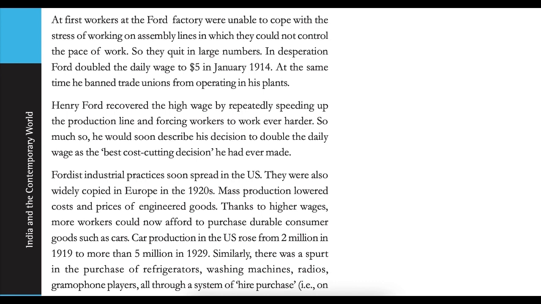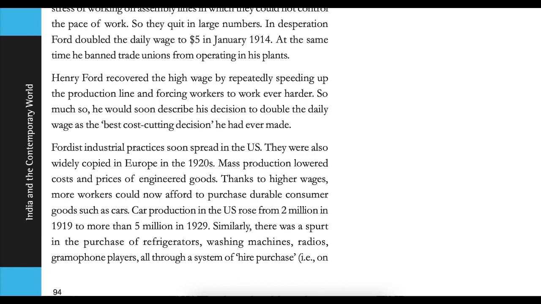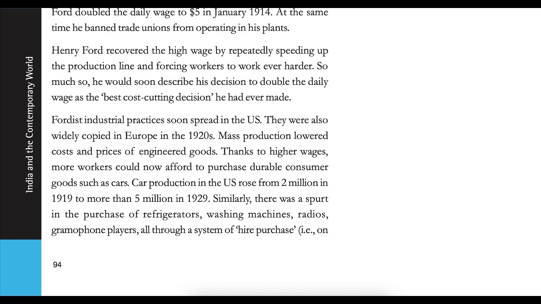At first, workers at the Ford factory were unable to cope with the stress of working on assembly lines in which they could not control the pace of work, so they quit in large numbers. In desperation, Ford doubled the daily wage to $5 in January 1914. At the same time, he banned trade unions from operating in his plants. Henry Ford recovered the high wage by repeatedly speeding up the production line and forcing workers to work ever harder. So much so, he could soon describe his decision to double the daily wage as the best cost-cutting decision he had ever made.